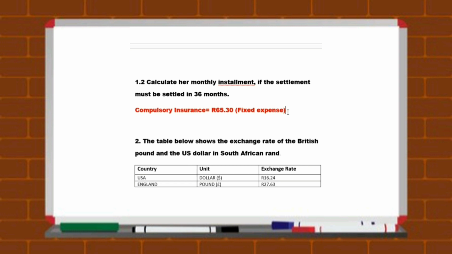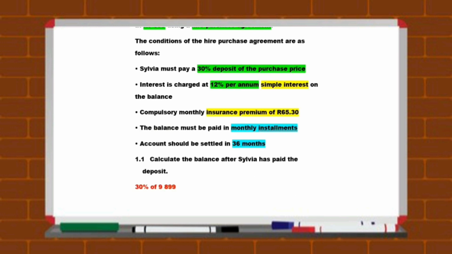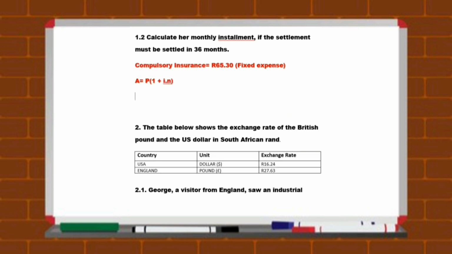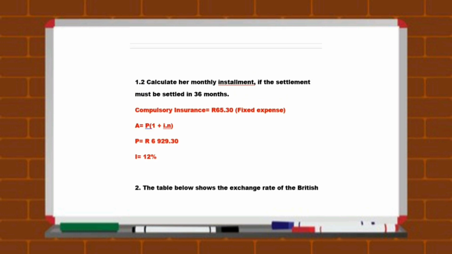And then when you are taking installments into account, you also have to think, okay, fine, let's go back. They say we are using simple interest. So for simple interest, the formula is A equals P, open bracket 1 plus i times n. Now, P stands for the principal amount. What's our principal amount? Our principal amount is the balance after you've paid your deposit, which we calculated in the previous question. Our answer was 6,929.30. Our interest, which is i, is equal to 12% per annum.